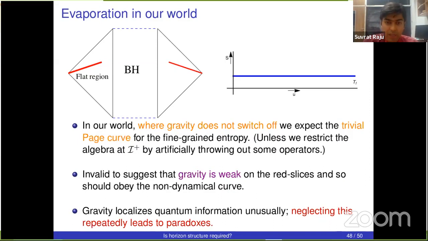And I think it's not correct to suggest that gravity is weak on the red slices, and so we should expect it to obey the non-dynamical curve. In fact, the lessons of these computations and what we have learned is that gravity, even when it's weak, localizes quantum information very unusually. And if we neglect this, we repeatedly run into paradoxes. And so we should take the fact that gravity remains dynamical in our world all the way through, even seriously. And this would lead us to believe that the true entropy of Hawking radiation, the fine-grained entropy, would be trivial and would not obey the Page curve.